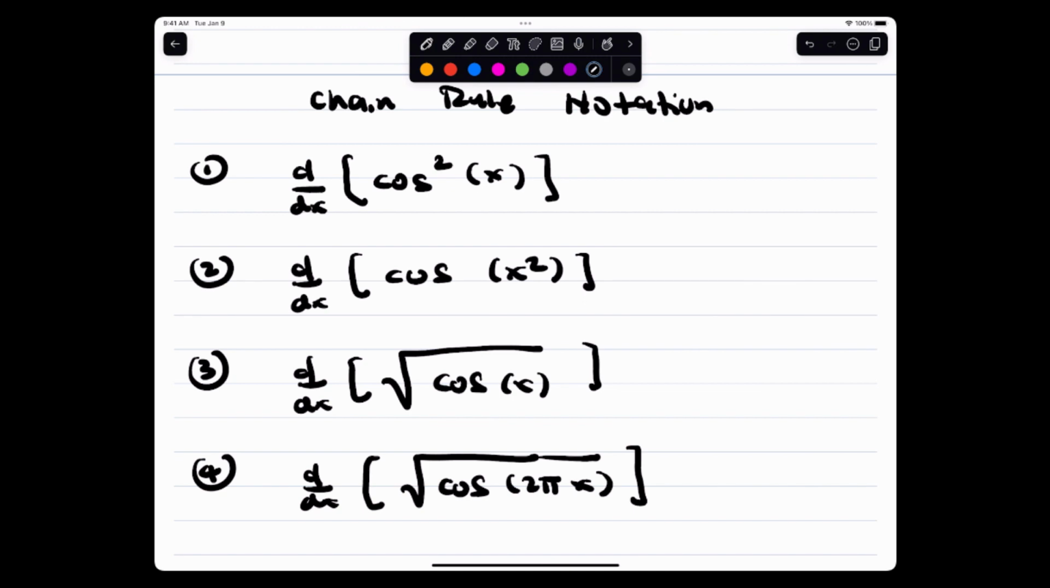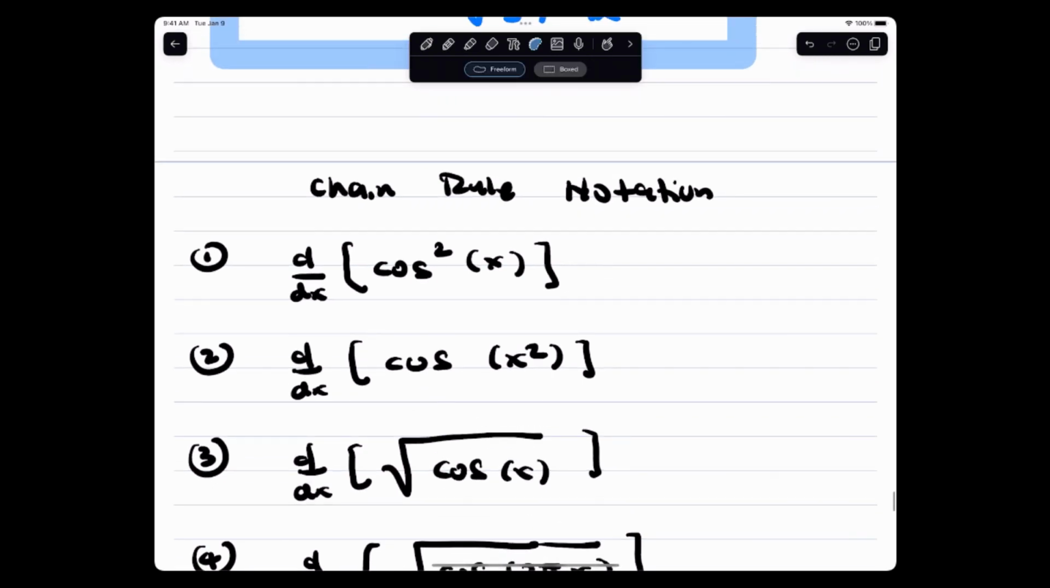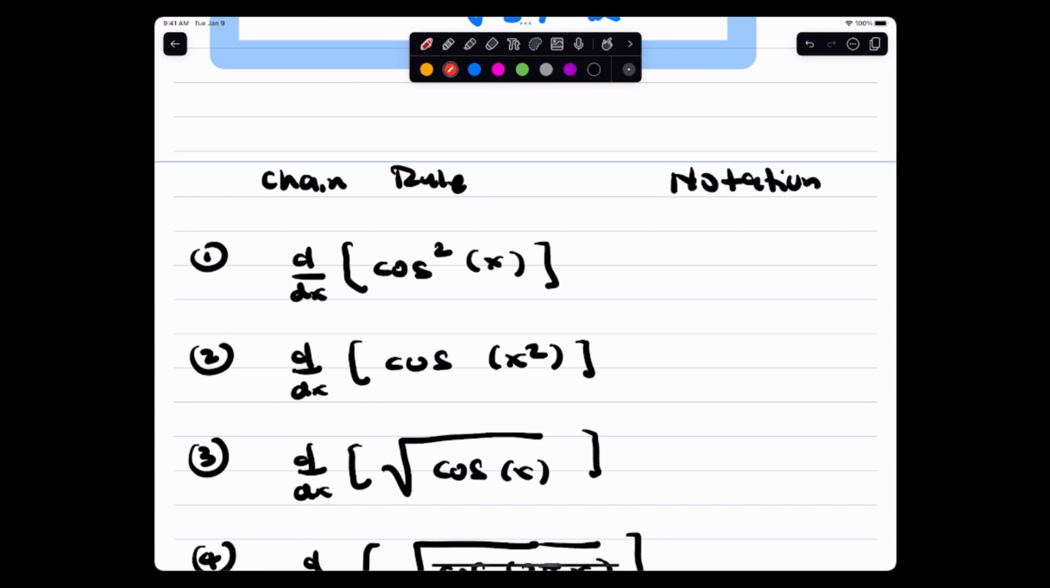Okay. So this is chain rule, and I should say with not notation, but yes, it's notation. Let's be more specific. What kind of notation is this? Operator notation. Okay.